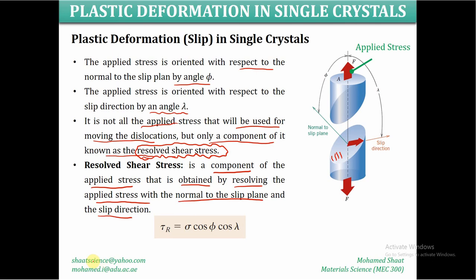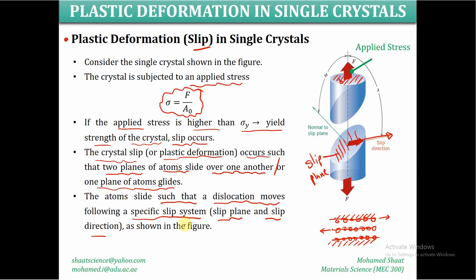We are going to do decomposition to these forces along two different directions: along the normal to the plane and along the slip direction. This is going to give us the component of the stress, the part of the applied stress that is needed to move the dislocation, known as tau. Tau refers to a shear stress, R indicates resolved. So this is the resolved shear stress that is needed to move the dislocation, equals sigma, which is the applied stress.